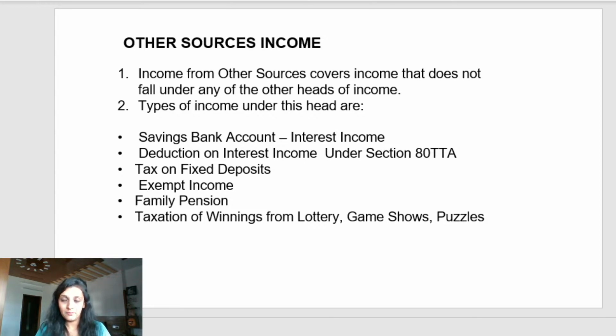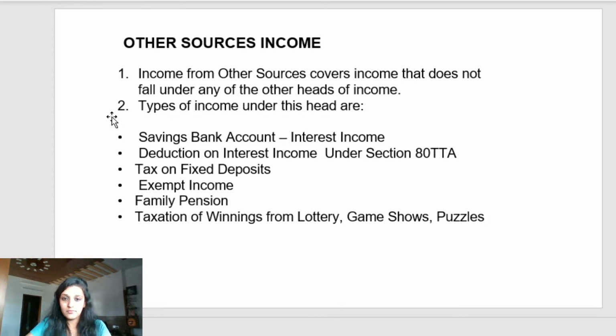Then at last, if you are earning any amount from winning a lottery, game shows and puzzles, in that case it will be taxable under income from other sources and taxable at a flat 30% rate plus 4% education cess. So these are all the incomes which are included in the income from other sources head.